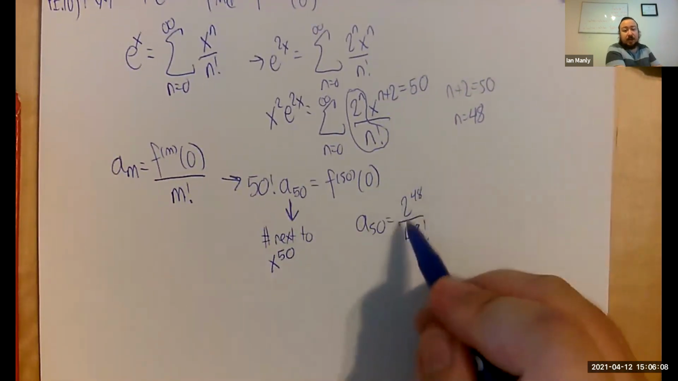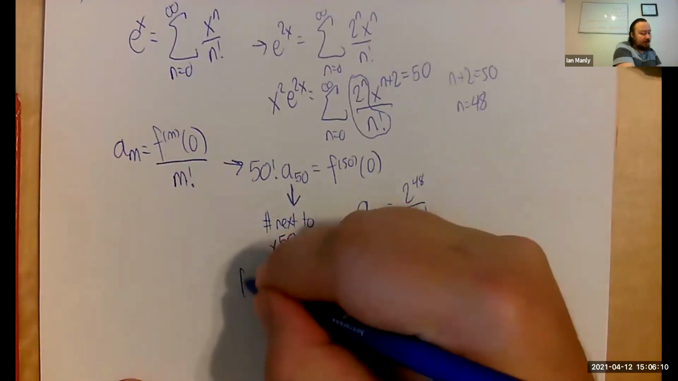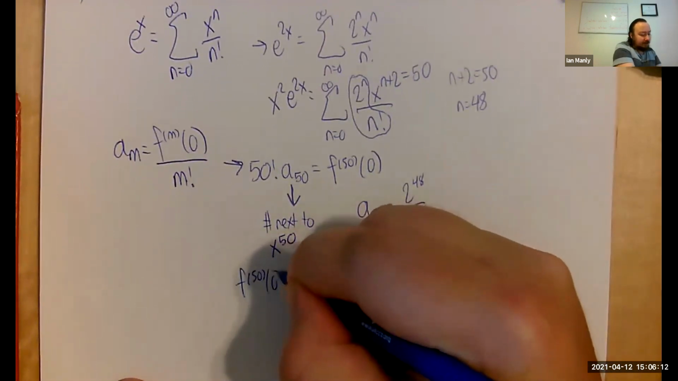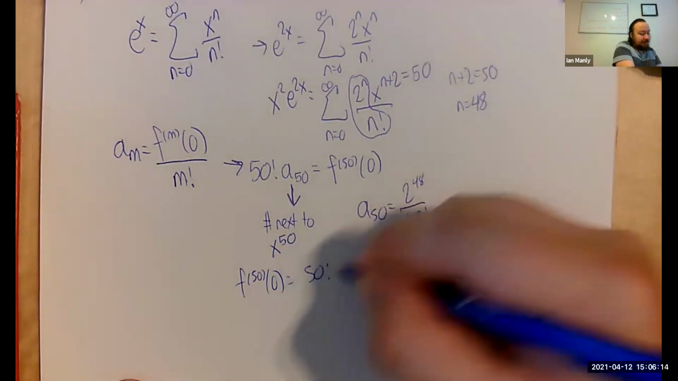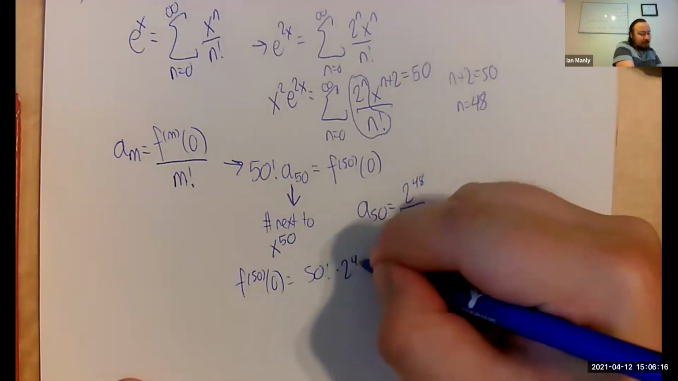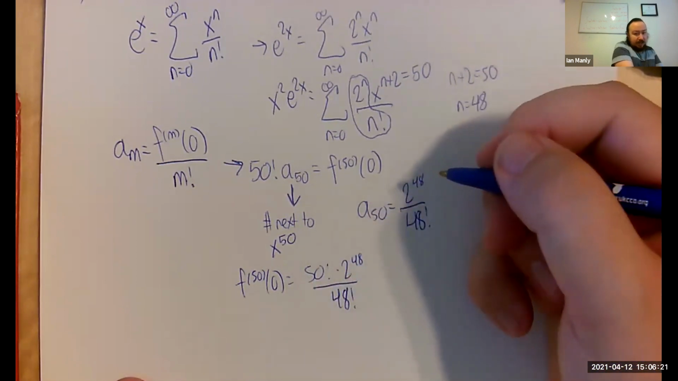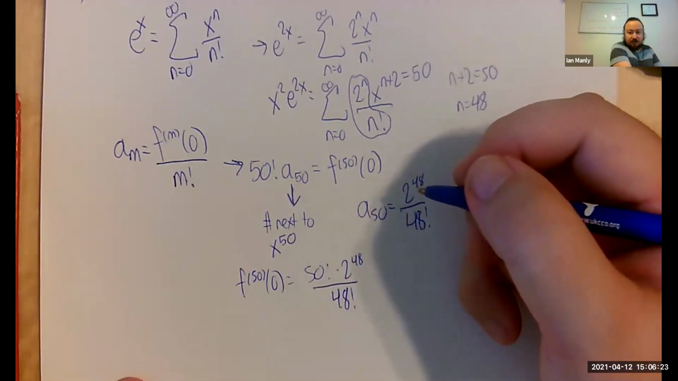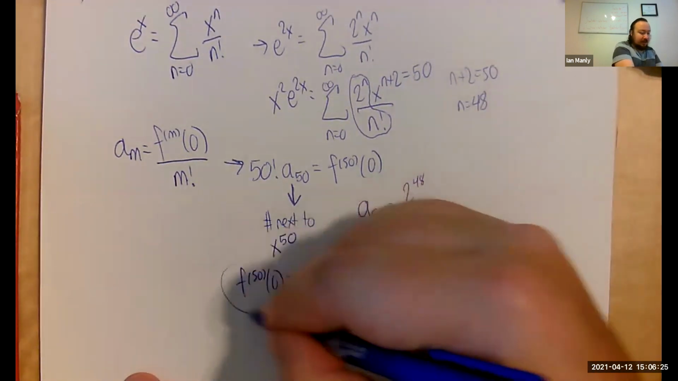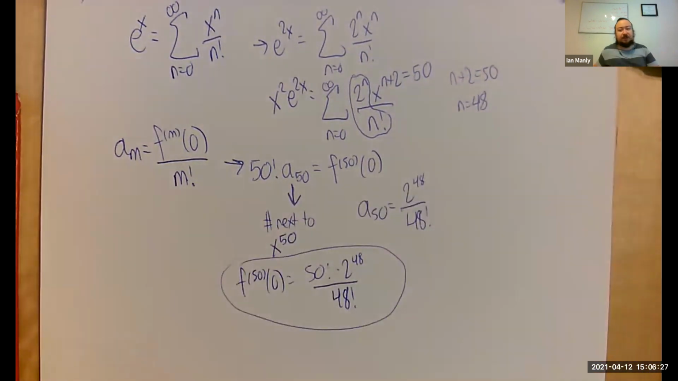All right, so then all we need to do now is just substitute this into here. So our 50th derivative is going to be 50 factorial times 2 to the 48 divided by 48 factorial right here. All right, so there we go. There's our 50th derivative. And that did not take nearly as long as doing 50 derivatives manually.